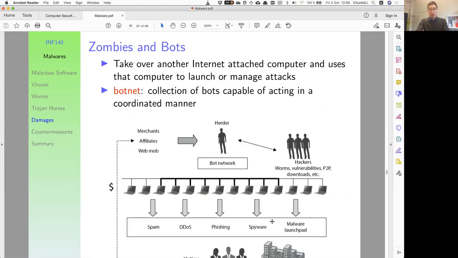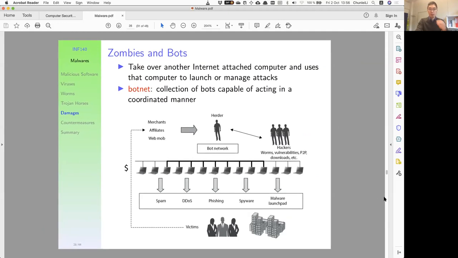And there are some other malware. The first category is zombies and bots. Basically, the attacker takes over another internet-attached computer. Sometimes it's not really a personal computer. It could be some device.